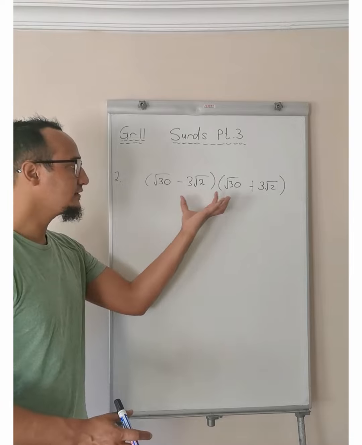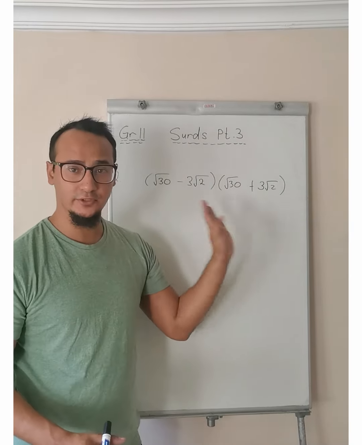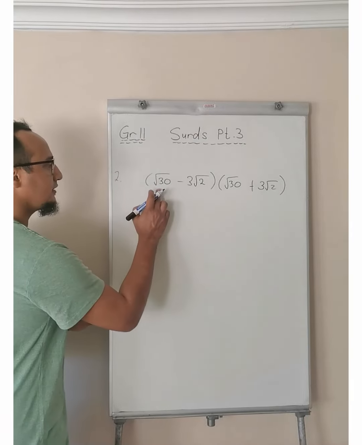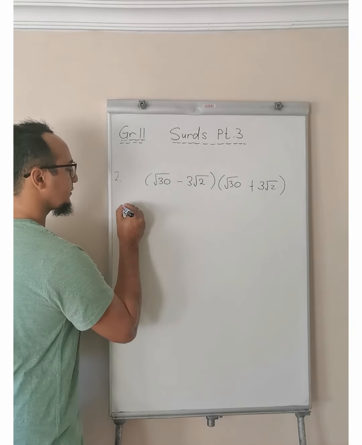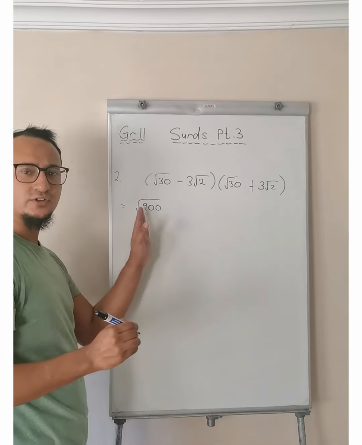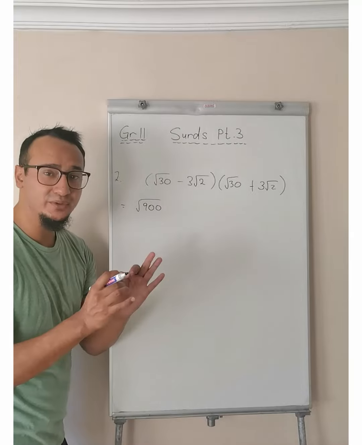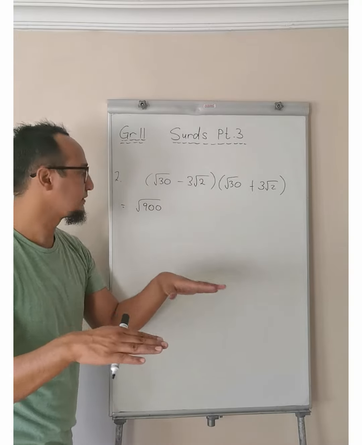Again, binomial times a binomial. What will I see? That the middle two terms are going to be like. So square root of 30 times square root of 30 is equal to the square root of 900. If you can find this answer immediately, the square root of 900 is 30, you can skip this step. I'm only doing every step for explanation purposes.